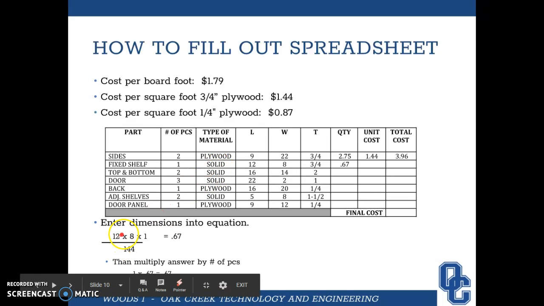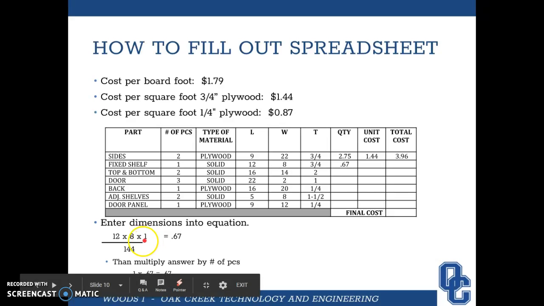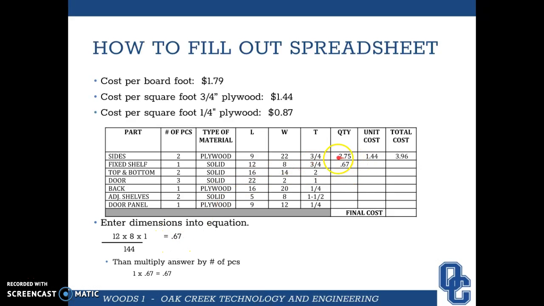All right, so we'll come down here. We have 12 times 8 times, not 3/4. Remember, if your measurement is less than an inch, you go ahead and round it up to just an inch. So we have 12 times 8 times 1 divided by 144 equals 0.67 board feet. We'll go ahead and plug that in right there.